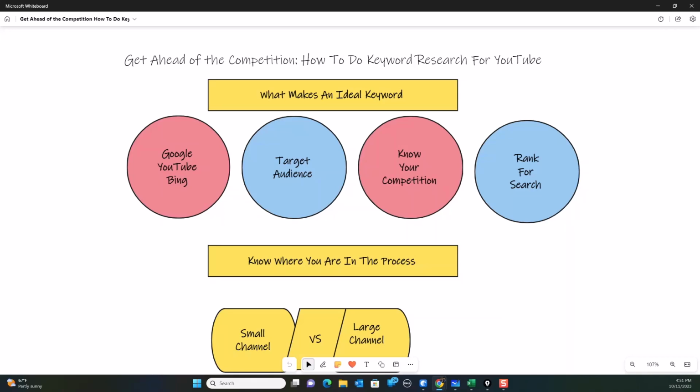Now, I need for you guys to understand, will this work for keyword research for blog posts as well? Absolutely, it will. If you are trying to rank your videos using SEO tactics, search engine optimization tactics, this is going to be a really good tutorial for you as well. I want to make sure that I lay the groundwork for that.